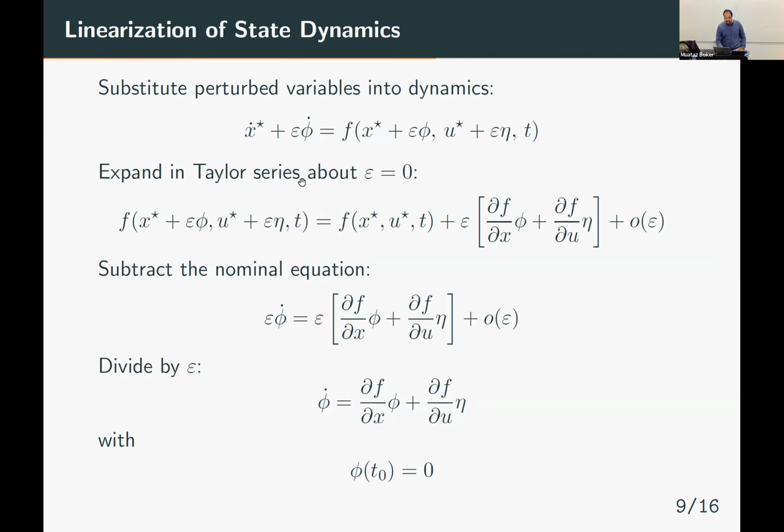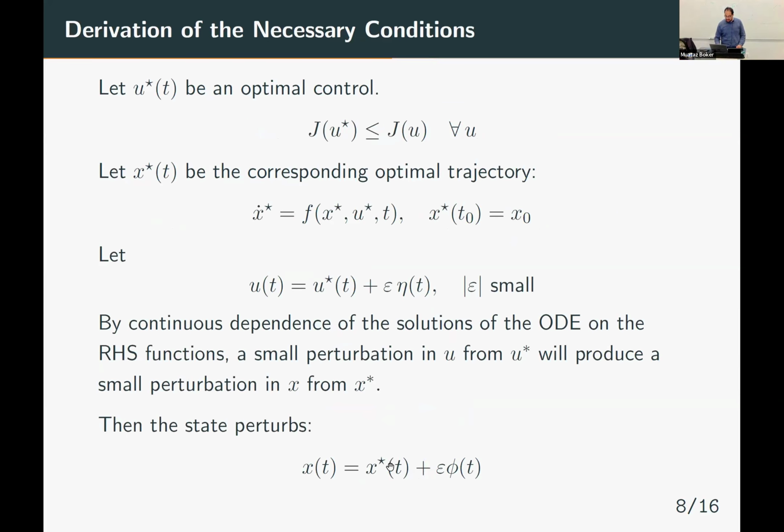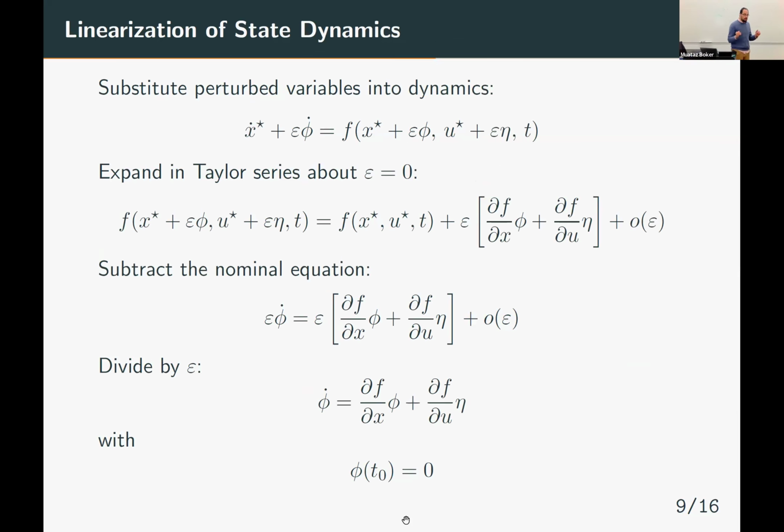Now, expand in Taylor series about epsilon is equal to 0. So basically, what we are saying here is linearize around epsilon is equal to 0. So remember, when epsilon is equal to 0, essentially we are at the optimal point, right? So we want to come up with a linear model near the optimal point. That's what we want, right?